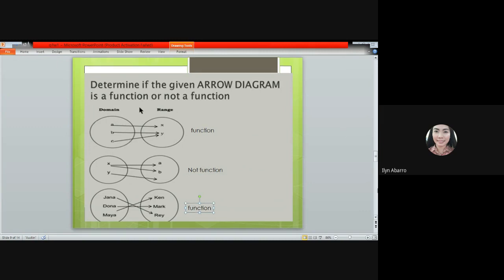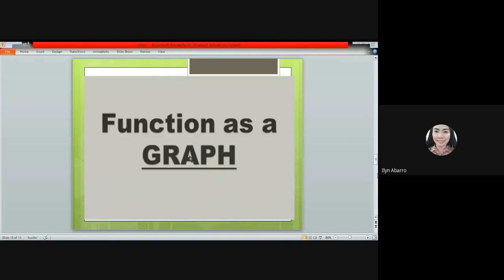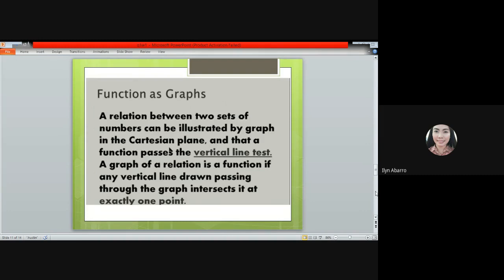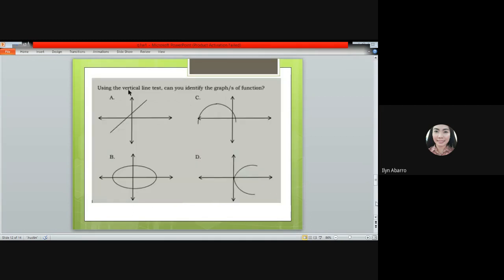Okay, let us move on with another way of determining a function, through a graph. A function can also be represented by a graph. A relation between two sets of numbers can be illustrated by a graph in the Cartesian plane, and a function passes the vertical line test. A graph of a relation is a function if any vertical line drawn passing through the graph intersects it at exactly one point. So, through the vertical line test, we can determine if the graph is a function or not.